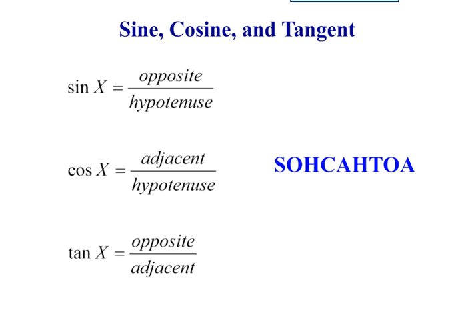Now, you may remember from when you first learned sine, cosine, and tangent, SOHCAHTOA. This is a good way to remember the three trig ratios. Okay? So, S-O-H, sine, opposite, hypotenuse. C-A-H, cosine, adjacent, hypotenuse. T-O-A, tangent, opposite, adjacent. So if you can remember SOHCAHTOA and remember how to spell it, you'll never forget the three trig ratios.